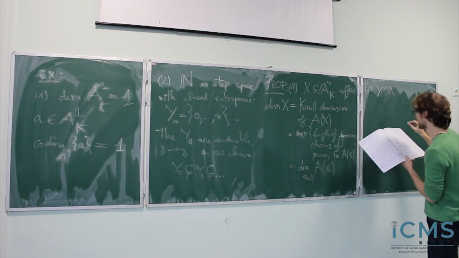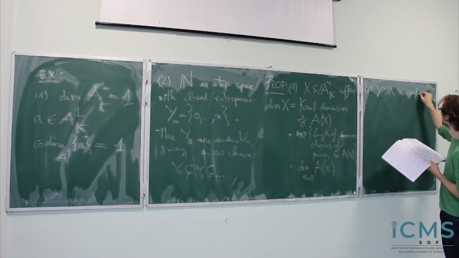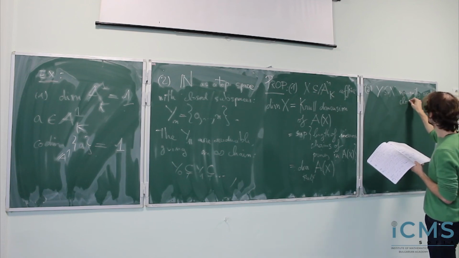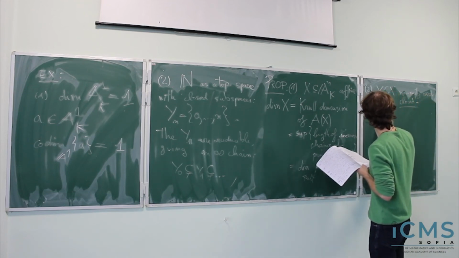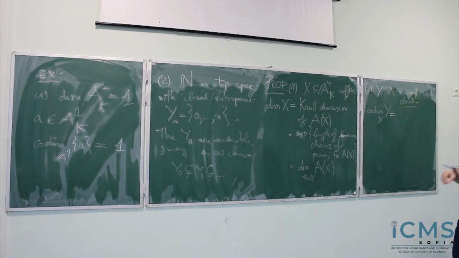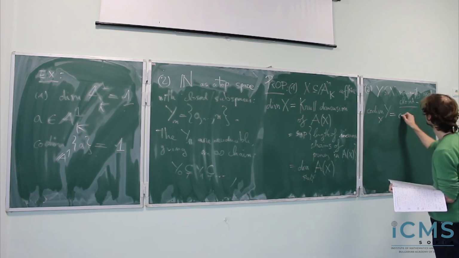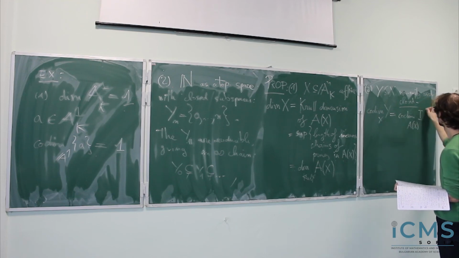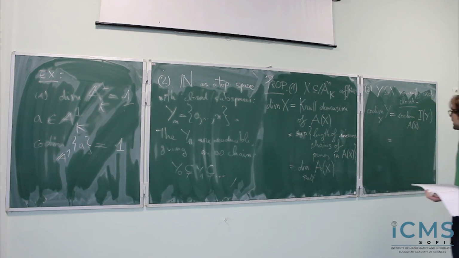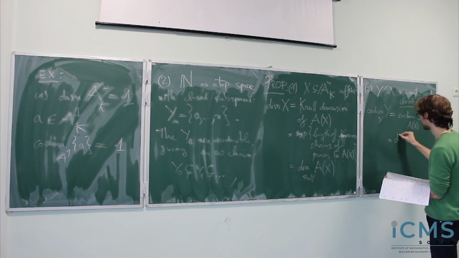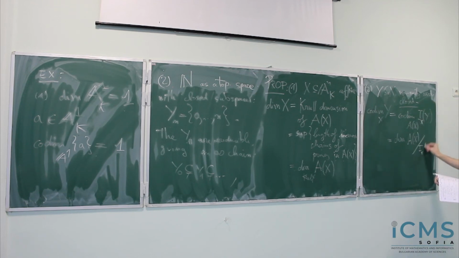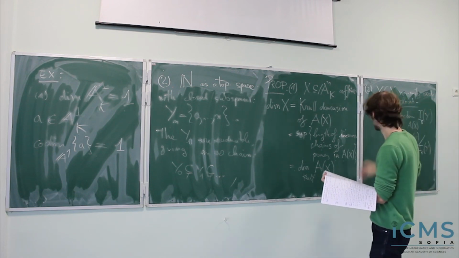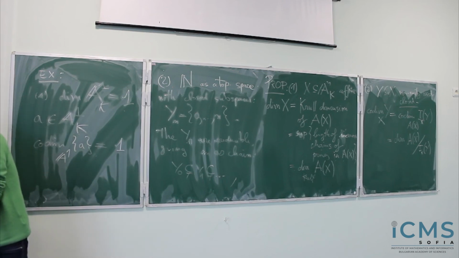So, if I consider a non-empty irreducible closed subset Y of X, then its codimension is simply the codimension of its ideal I of Y in A of x, and this amounts to saying that this is the dimension of A of x quotient out by I of Y. Which seems to be the same thing.